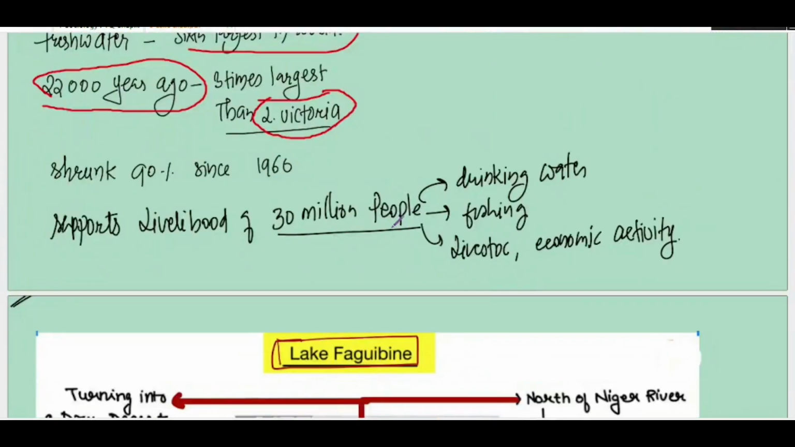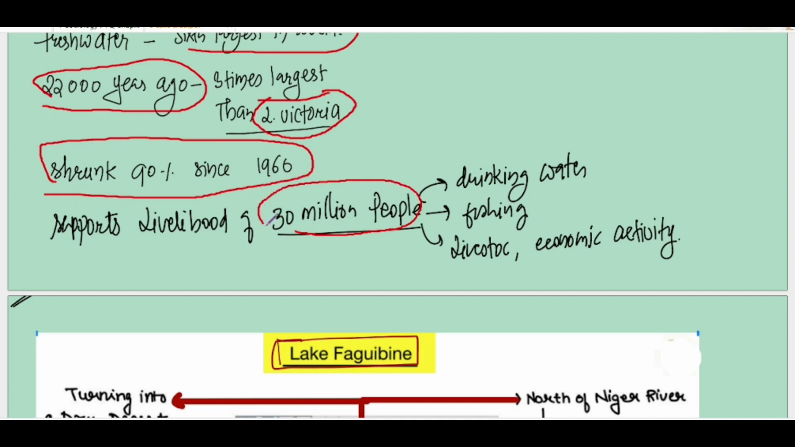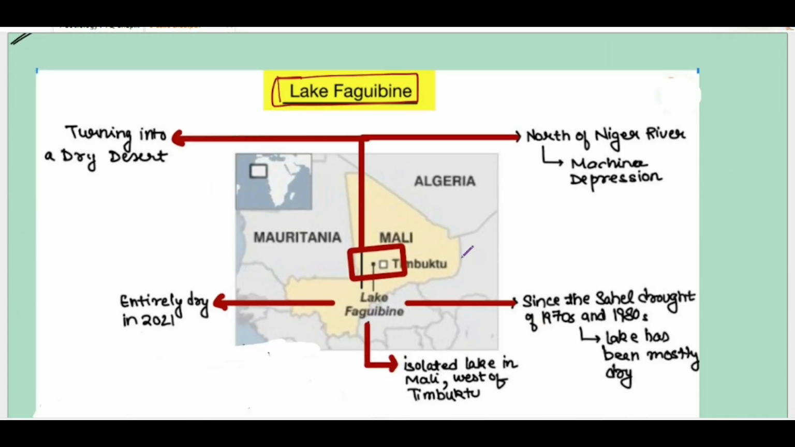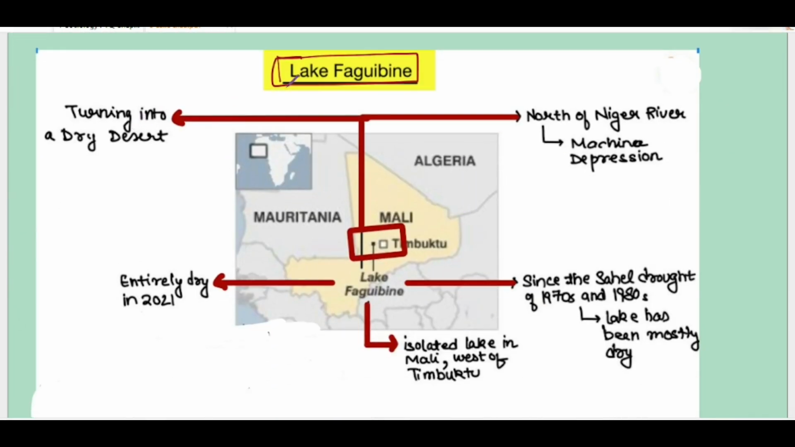Now let us see. The lake has shrunk 90% since the 1960s. Why is the lake important? Because it was supporting the livelihood of 30 million people, and now it becomes problematic if this lake shrinks completely, right? So let us see another lake which is very important, called Lake Fogubine.